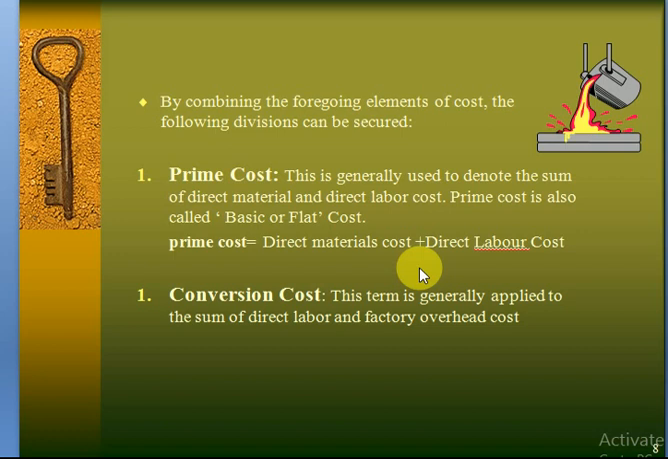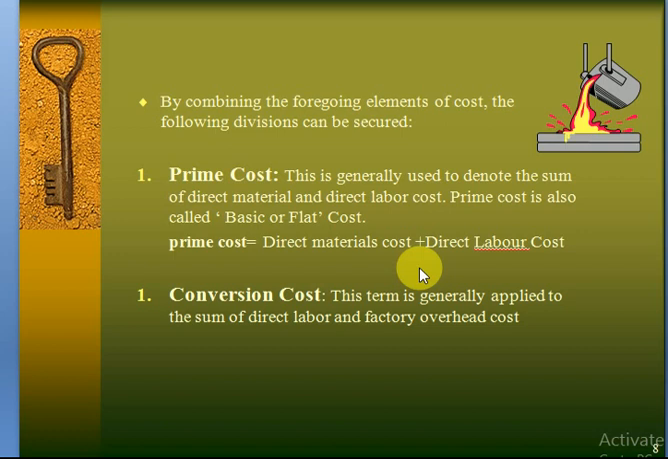Prime cost is the direct cost that is incurred in the process of manufacturing of products, and typically that includes the direct production cost of goods, including the raw materials and the direct labor cost. We can also define the prime cost as the sum of direct materials and direct labor cost, that is called prime cost.